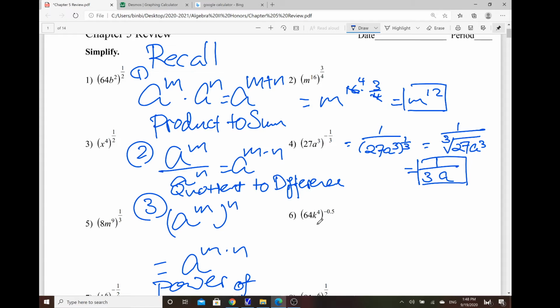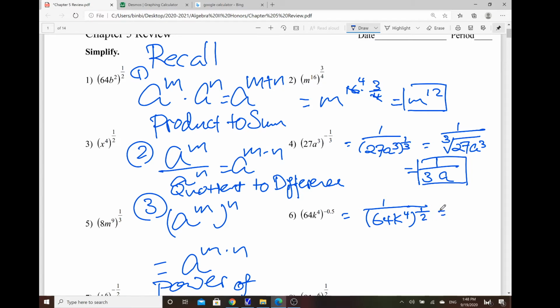And then for number 6, so the base is 64k to the power of 4, and then the whole quantity to the power of negative 1.5. So what we can do, we can always convert it to the reciprocal form. So it's 1 over 64k to the power of 4. That negative 0.5, so the power turns out to be positive. So it's positive 0.5 or 1/2.